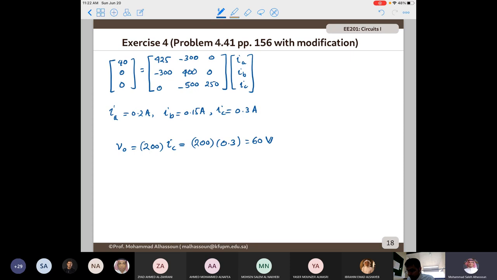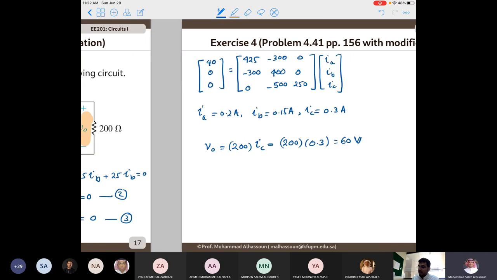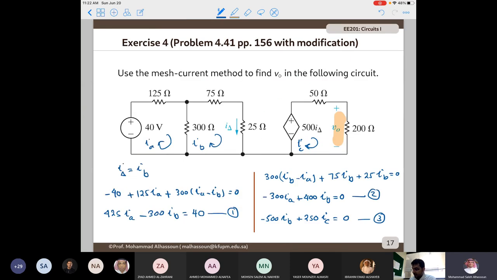We saw that the fact that we have a dependent source does not change much. The only difference is that we need to add an extra equation. It happens here that there's a straightforward relation between the mesh current and that extra equation. Any question?